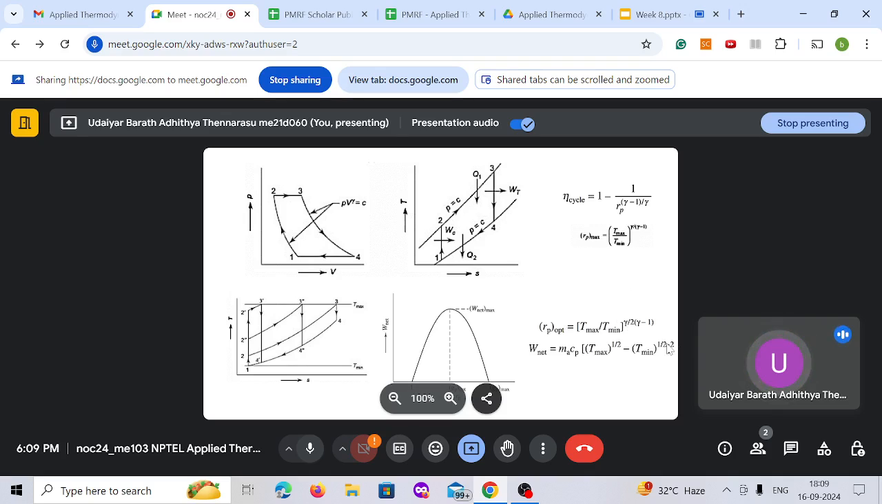Correspondingly, for this optimum pressure ratio, your net work generated is m dot Cp into (T max raised to power half minus T min raised to power half) the whole squared. So this is the net work corresponding to this optimum pressure ratio.